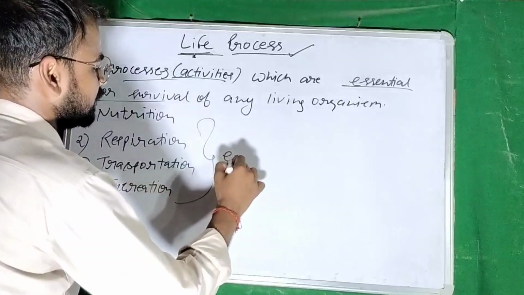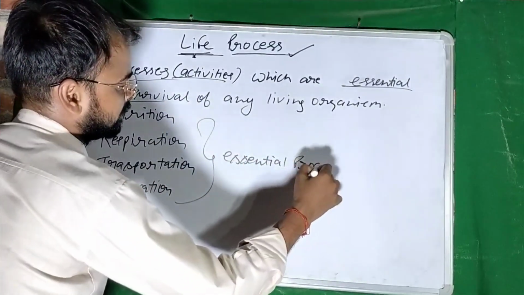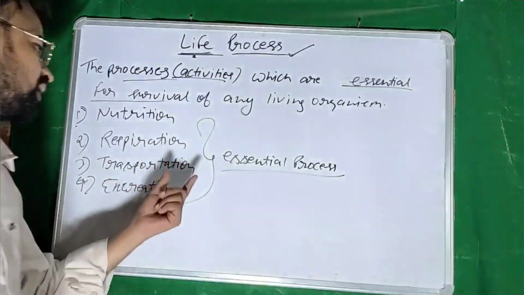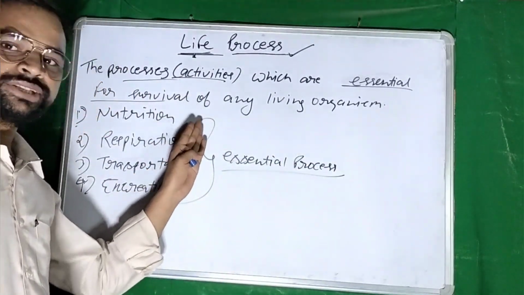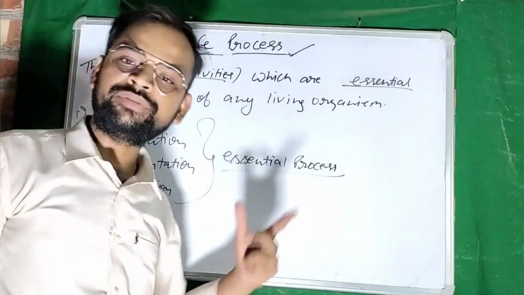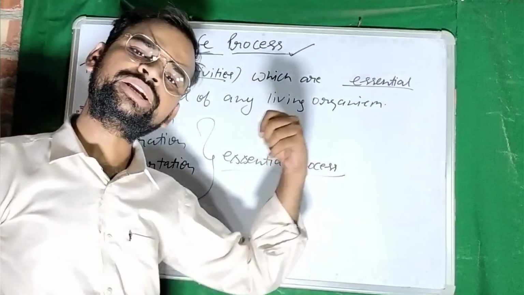These are the essential processes for a living organism. If they do not perform any one of these four processes, they cannot survive, they will not stay alive, they will die completely.